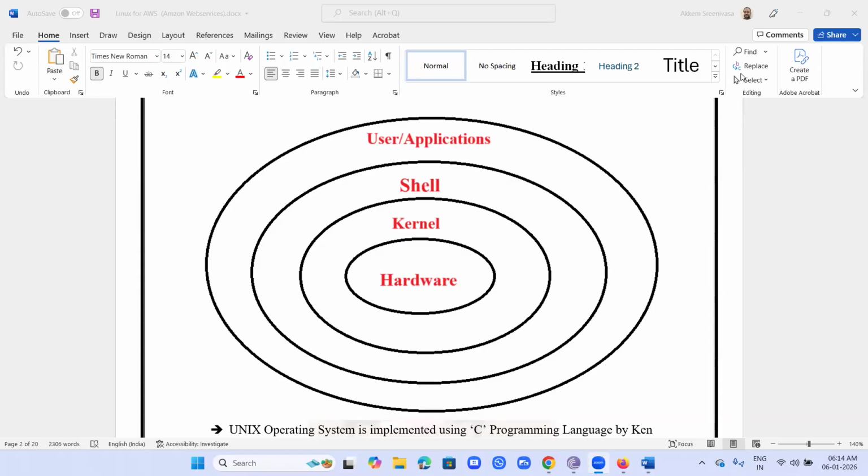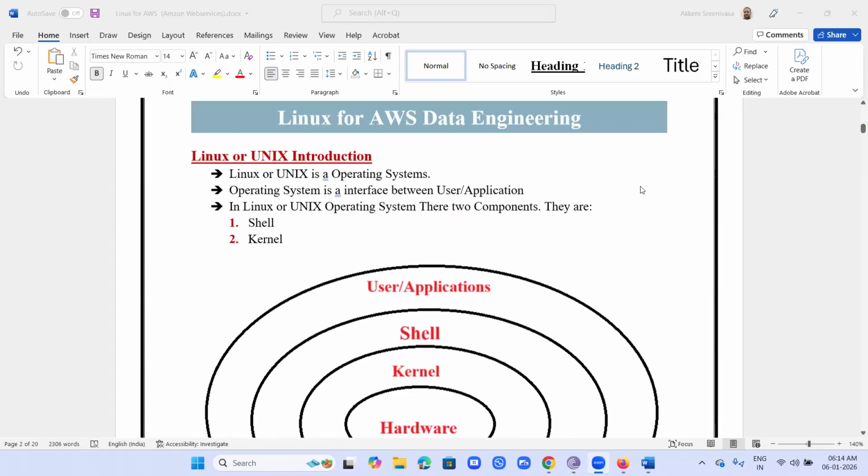Let's continue Linux for AWS Data Engineering. In this, let's continue Linux or UNIX Introduction. So first important point, Linux or Unix is an operating system.